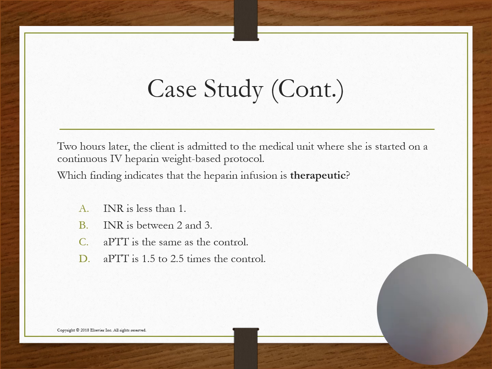The correct answer is D. When a client is started on continuous heparin, the APTT is drawn before therapy is started, and then about every 4 hours until we reach that therapeutic range of 1.5 to 2.5 times the control. And after that, we can slow down the checking of the APTT.